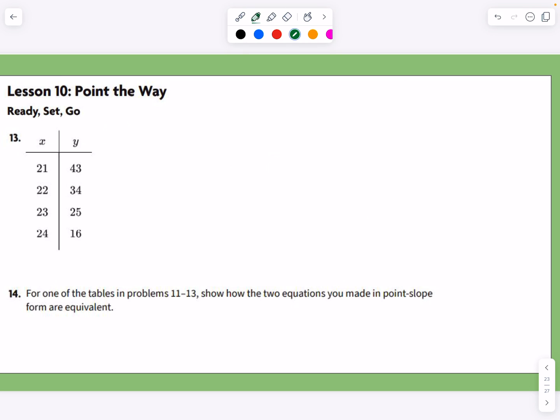Number 13. I'll use this one here again. And we're going to say y equals my change. 43 to 34 is what? I am subtracting 9. 34 to 25, subtracting 9. So we'll say minus 9 times x minus my first x value, 21. And I'm going to add it to my first y value, 43.